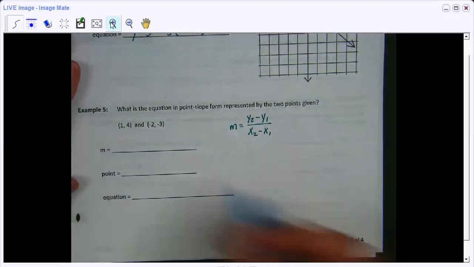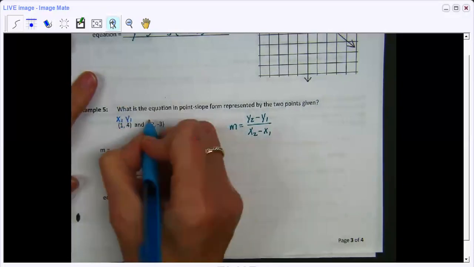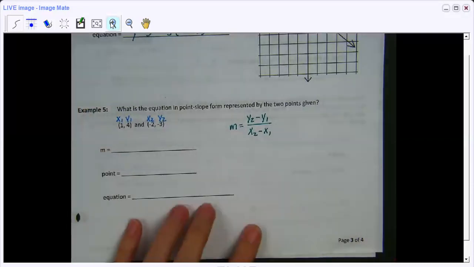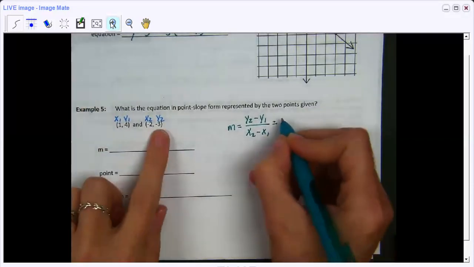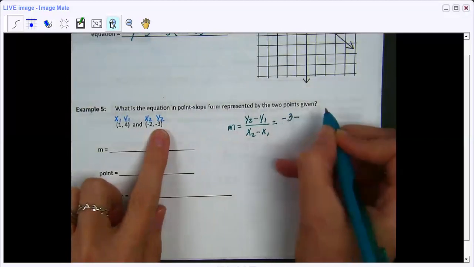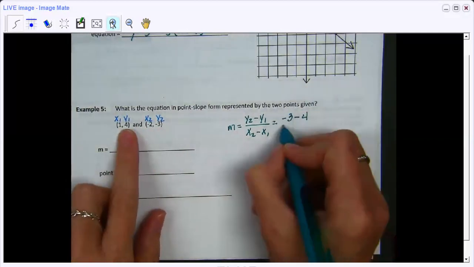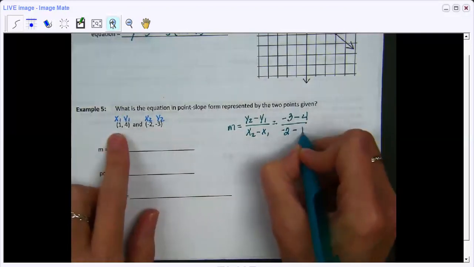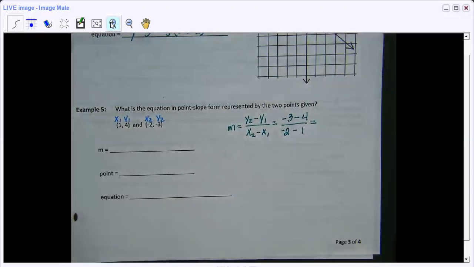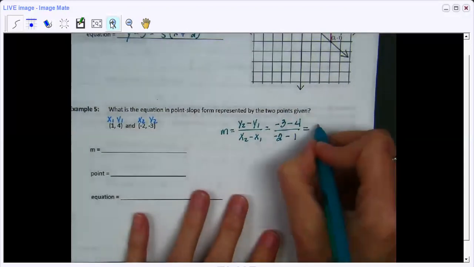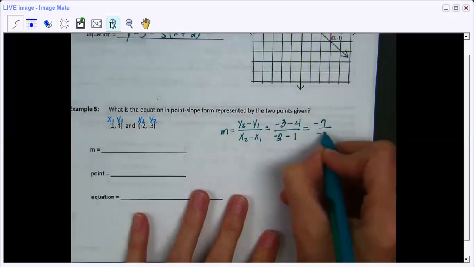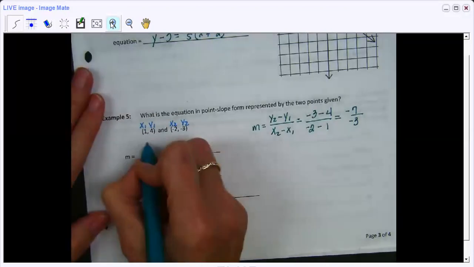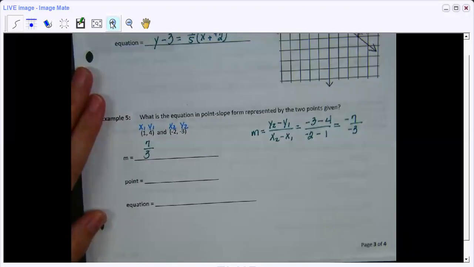So I'm going to label these. Here's x1, y1, x2, y2. I'm going to plug these into my slope formula. Y2 is -3 minus y1, which is 4. X2 is a -2 minus x1, which is 1. So go ahead and solve for slope. Check up here when you're done.